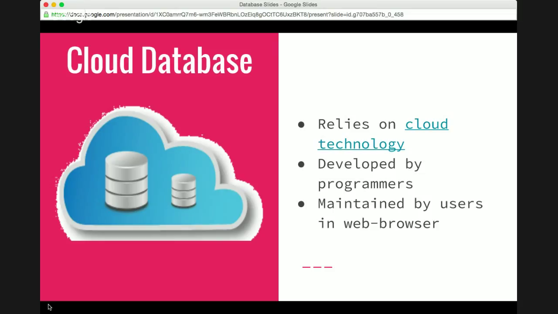The cloud database is another type, and this relies on cloud technology, as you could probably tell from the name. This is developed by programmers, and it is maintained by users in the web browser or the cloud.